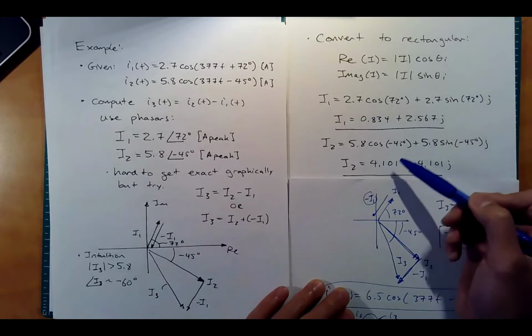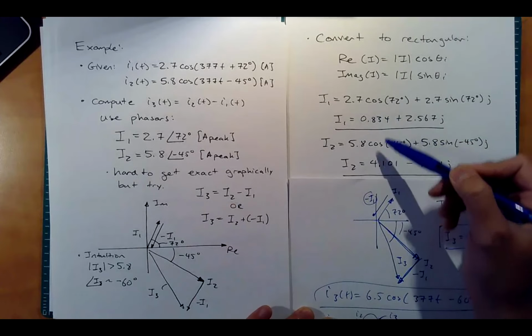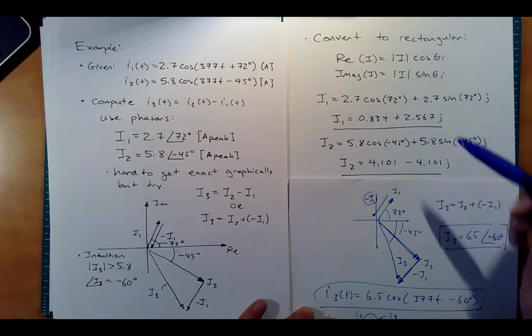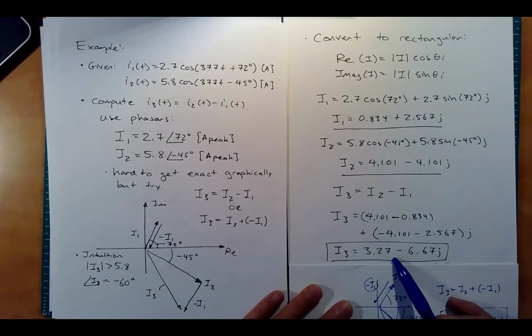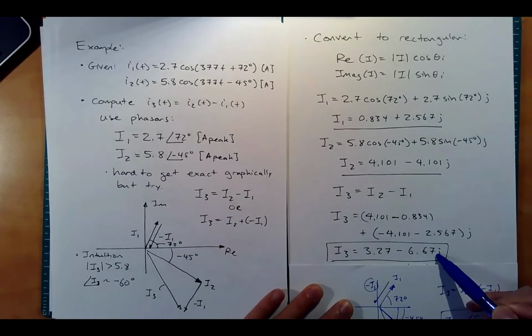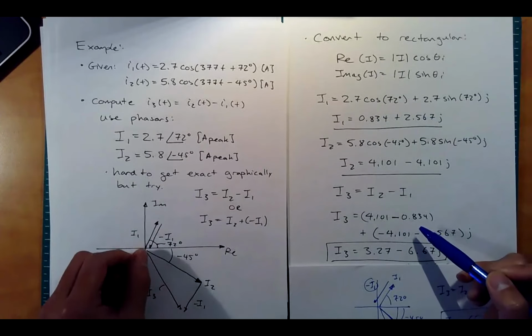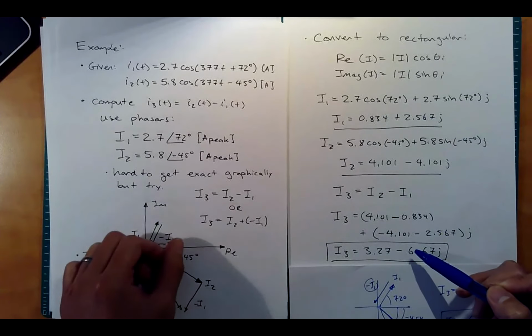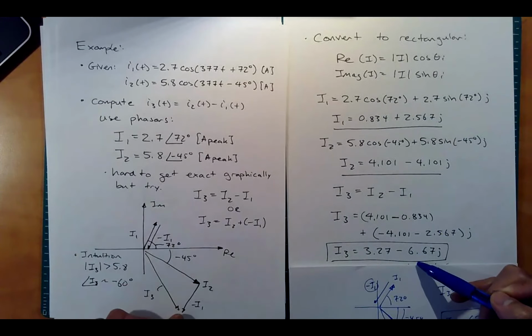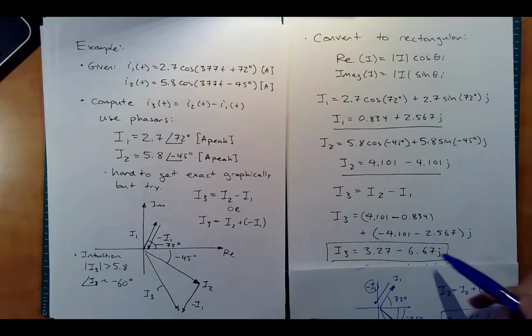And now because it's in rectangular, I just do point to point. 4.1 minus this, negative 4.1 minus that. Okay. And so I get 3.27 and then minus 6.68, right? Okay, so if this is 4, good. This is like, let's say, 4 and 4. Now this is 3.7, but minus 6. All right, I think that seems to make sense.